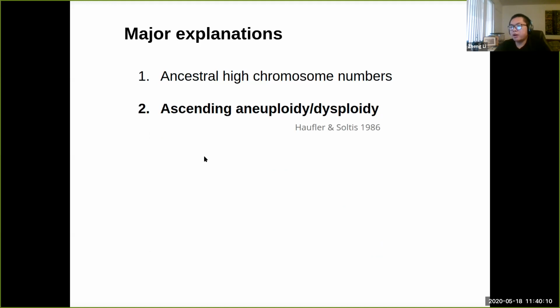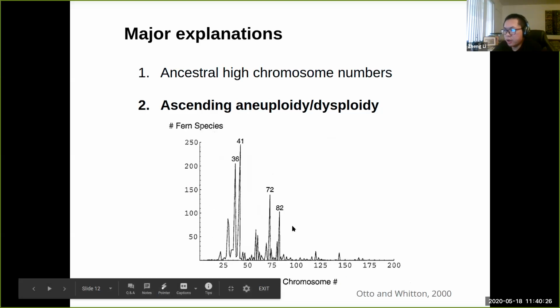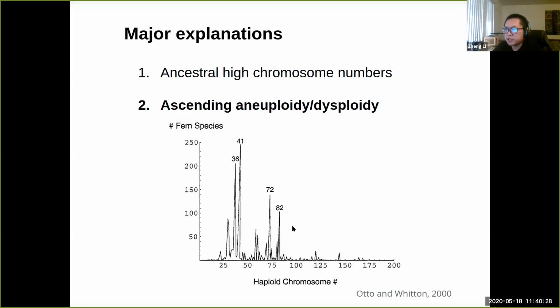And the other hypothesis that has been proposed is the ascending aneuploidy or dysploidy. And in flowering plant, we know that there's lots of aneuploidy or dysploidy going on. If that's the case, this is what we expect to observe in this kind of figure. But from Otto and Whitton 2000, we're seeing in fern, well, that's not the case. We don't see that many spikes in fern, suggest there's less amount of aneuploidy or dysploidy going on.